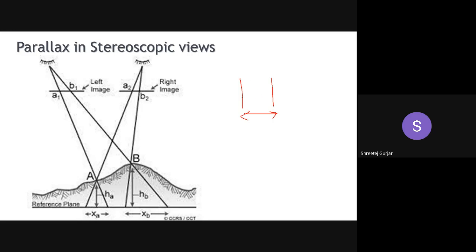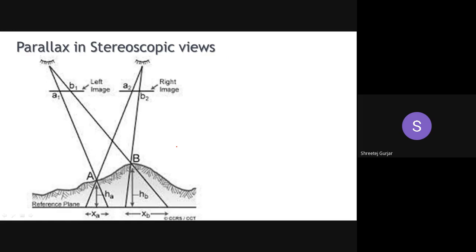So this move or shift in the image of the object is called parallax. In stereoscopic vision, this parallax usually occurs when you have two photographs, or when you view the same object through two different lenses. Whenever you take a single photograph from a single lens, there will be no parallax. So you have to keep that in mind.